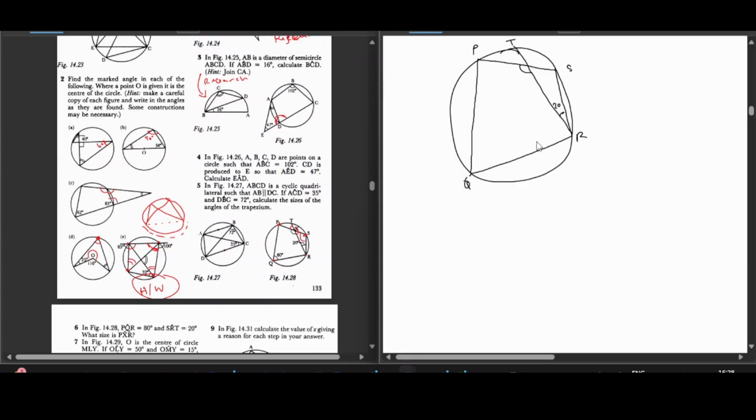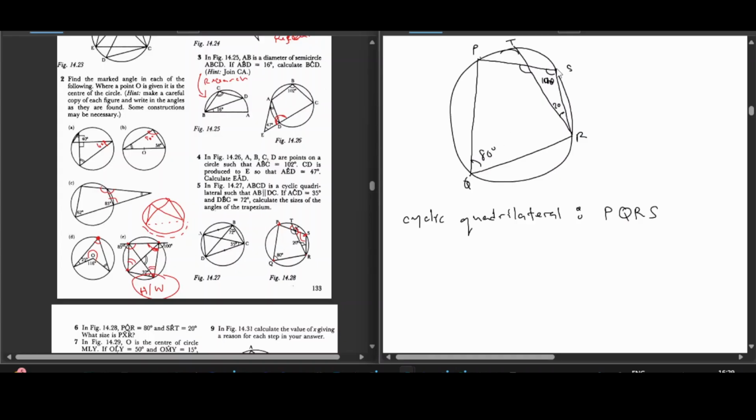Now we see that it's a cyclic quadrilateral because of P, Q, R, S. So if we are told that this angle is 80, it means that this one is going to be 100. Because they are supplementary, it's just 180 minus 80 to get 100.